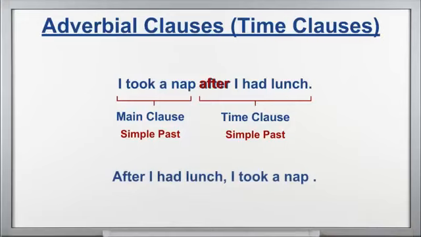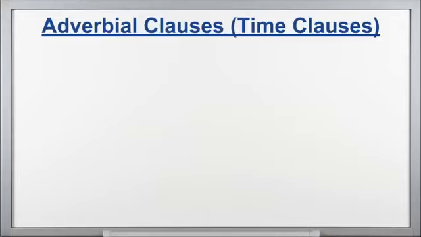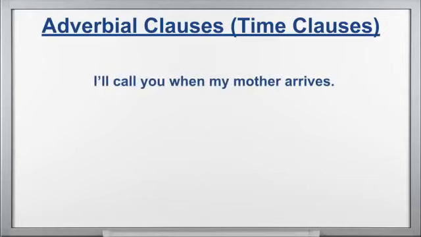After I had lunch, I took a nap. Same thing. Look here. The comma. You have to remember the comma. After I had lunch, comma, I took a nap. If you decide to invert the position of the clauses, you have to use a comma. All right, let's take a look at the next example. We talked about before, we talked about after, and now we're going to talk about when.